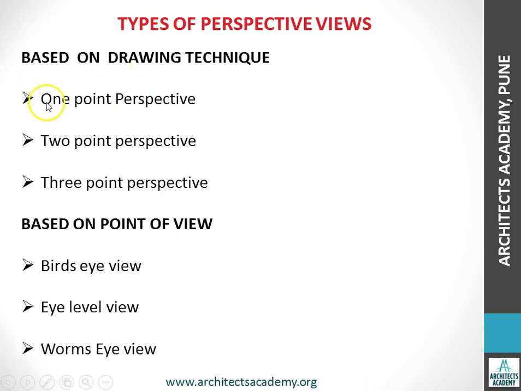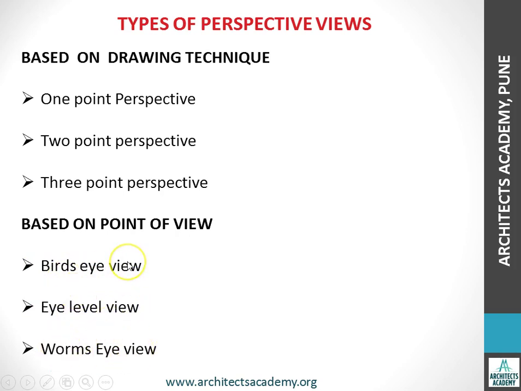So I had already mentioned that perspective views can be 1 point perspective, 2 point perspective, 3 point perspective, and so on. And there could be another classification of perspective views, that is either a bird's eye view, a human eye level view, or a worm's eye view. So depending upon how many vanishing points there are, the perspective views can be classified into 1, 2 and 3 point perspectives, and based on from where the object is being viewed, that is the eye level of the observer, we can classify them into bird's eye view, human eye view and worm's eye view.